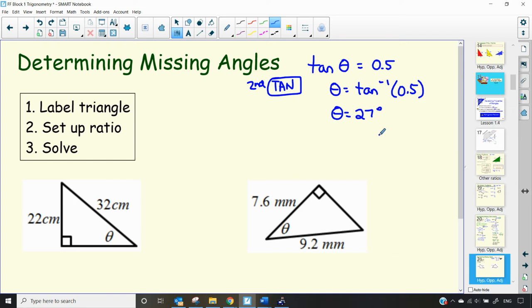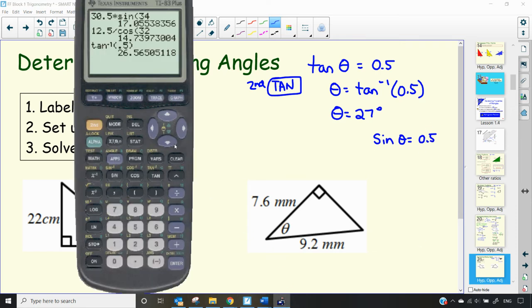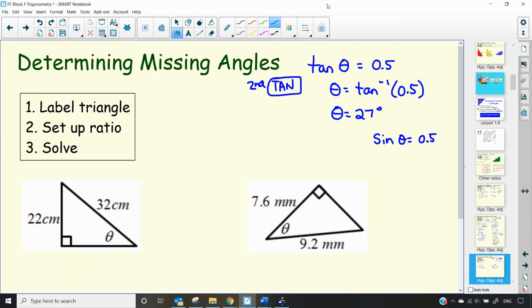Now, if I had given you sine of theta equals 0.5, then I can do that on my calculator as well. To get the angle by itself, I'm going to go second function sine 0.5, and that gives me 30 degrees. Now, 30 degrees is a special angle that you're going to learn a lot more about when you get into Math 20 and Math 30.